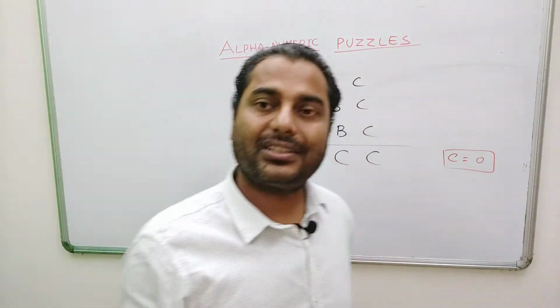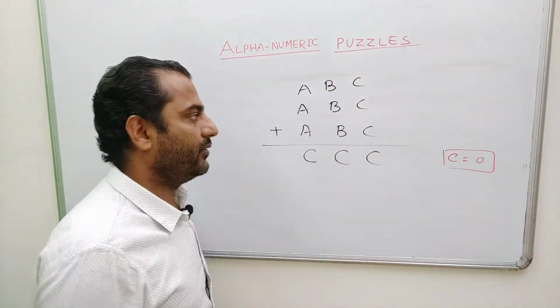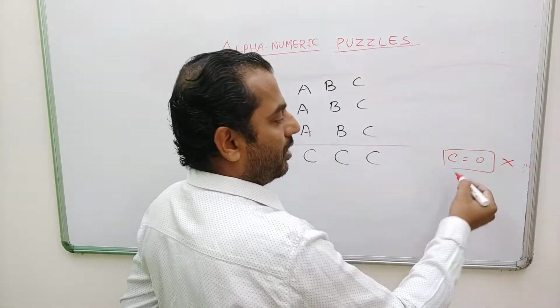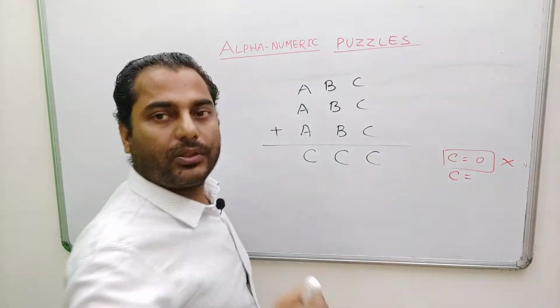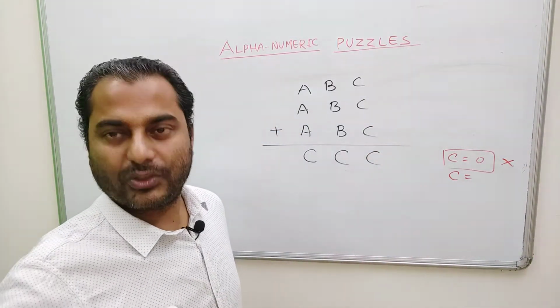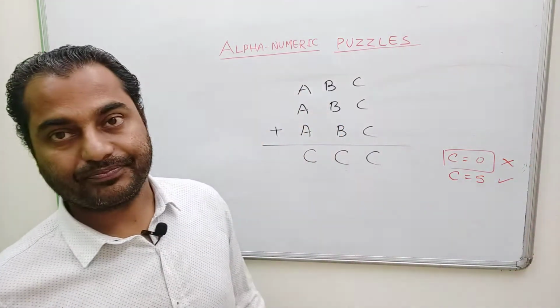In alphanumeric puzzles, A is not equal to B is not equal to C. That will be given to you in every question. So 0 is ruled out. Moving on, can it be 1? 1 plus 1 plus 1 is 3. No, it cannot be 1. So if you proceed from 1, 2, 3 and so on, then you will find that C equal to 5 will satisfy this condition.